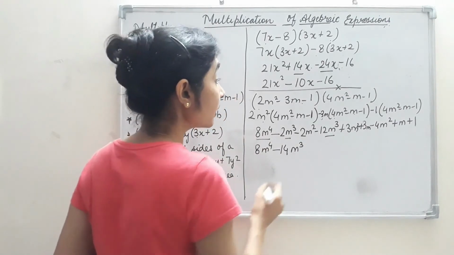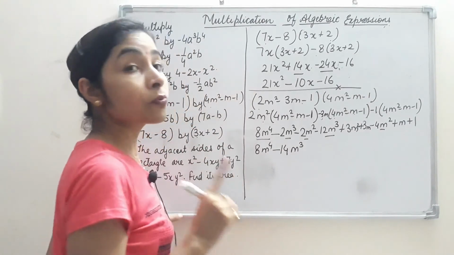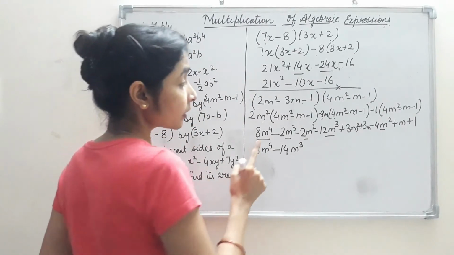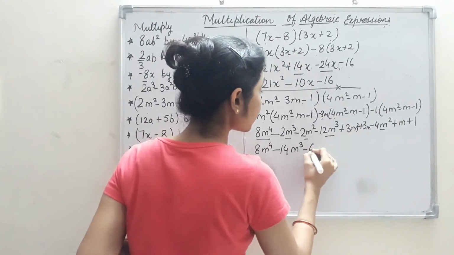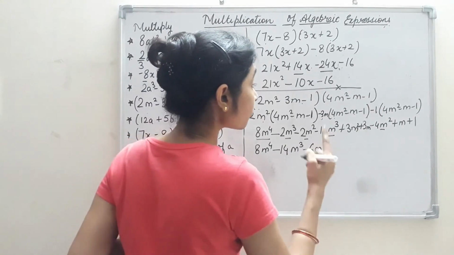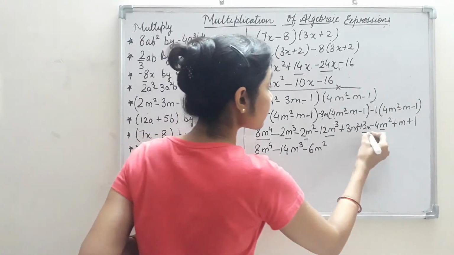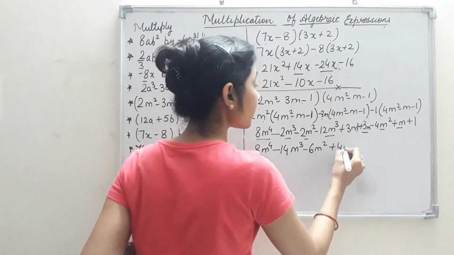Now m square. We are having m square here and here. Again both are negative, so both will be added and the variable will be the same. So minus 2 and minus 4 gives me minus 6m square. Okay, now finding out the terms with only m. We are having two terms here, both are positive. 3m plus m gives me plus 4m.